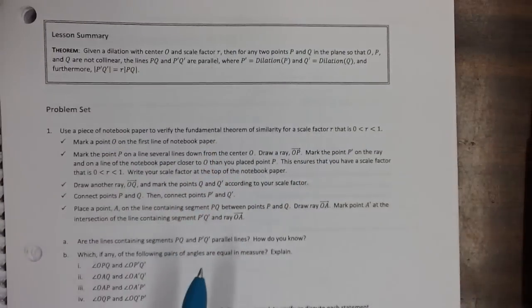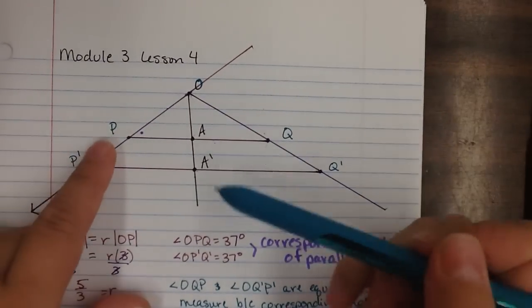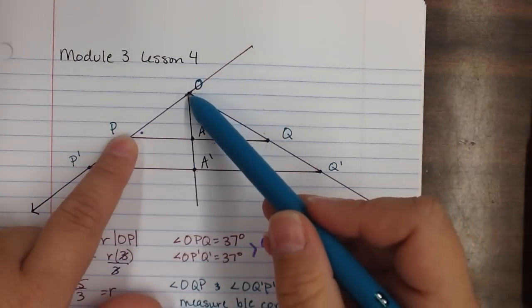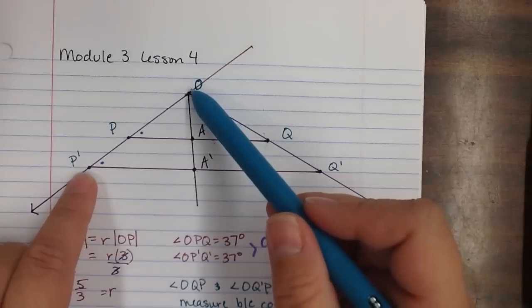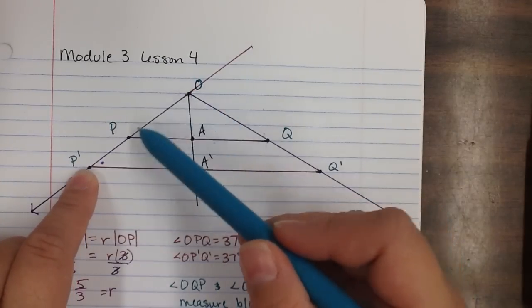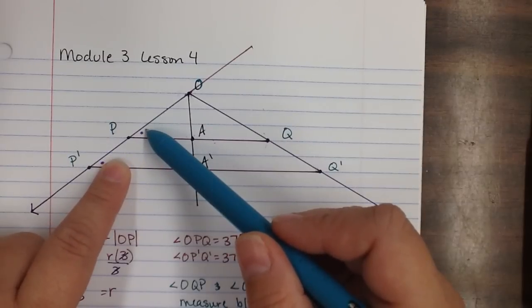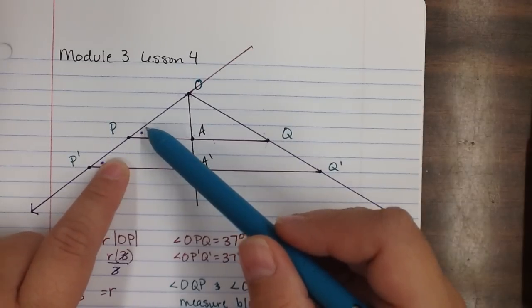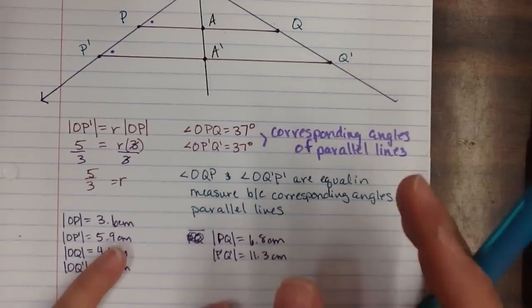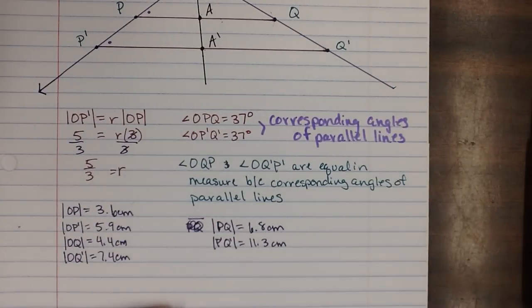All this is showing is that when we have this diagram and we use the same scale factor, the corresponding segments are just multiplied by the scale factor. Corresponding angles have the same angle measures. That's all we're coming away with here. That's the fundamental theorem of similarity.